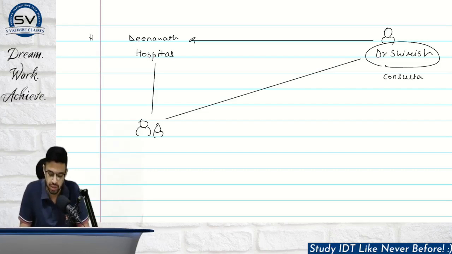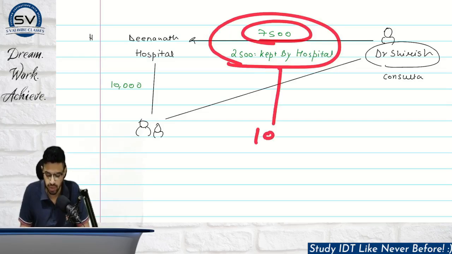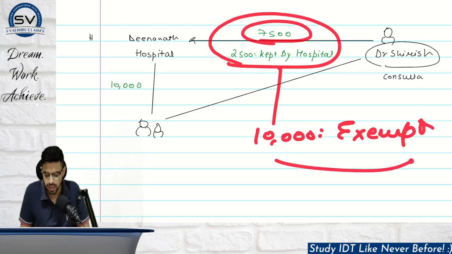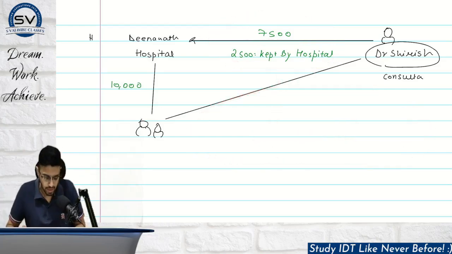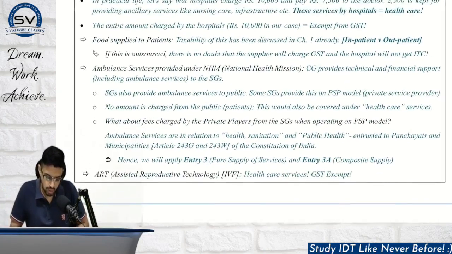Second point which came for consideration was, let's say there was some treatment done for which 10,000 rupees was charged, 7,500 was given to the doctor, and 2,500 was kept by the hospital for various infrastructure and administrative expenses. Now the issue came whether 7,500 will be exempt or the entire 10,000 will be exempt. So the answer is the entire 10,000 will be exempt. It is entirely a healthcare service, a composite supply, right? Don't bifurcate. So this is okay.